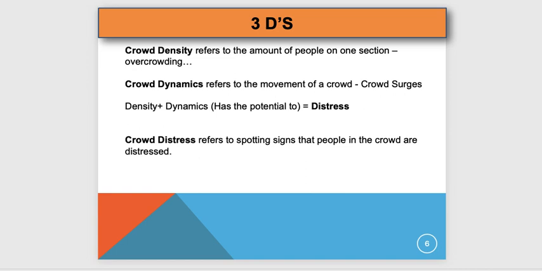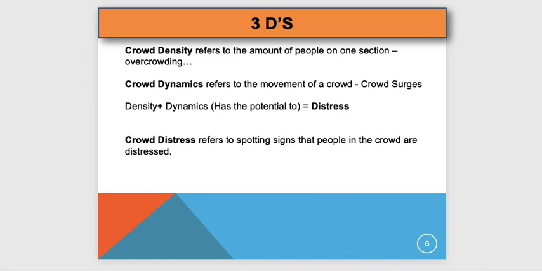However, what is the crowd density? Overcrowded, or it's all done with a metre squared, which we're just about to go into in a second. But how are the crowd dynamics? Are there individuals causing issues? No, they were all walking the same way. So dynamics was actually quite good. Okay, so density plus dynamics has the potential for distress. So they are the three Ds. And crowd distress refers to spotting signs that people in the crowd are distressed. So 3 Ds: crowd density, dynamics, which could equal distress.